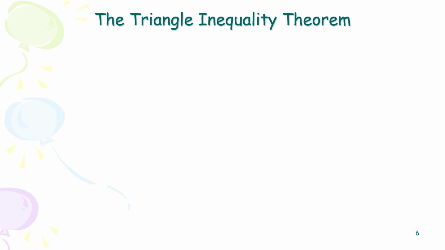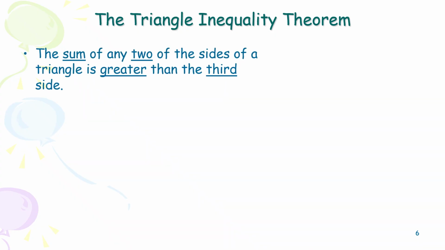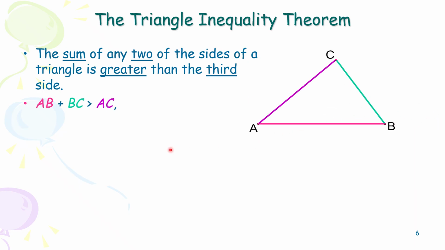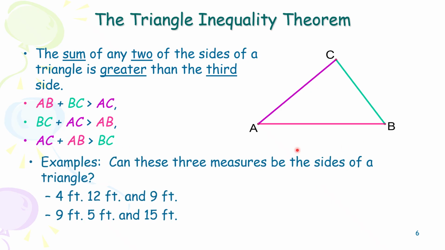So we have the triangle inequality theorem again. It says here, the sum of any two of the sides of a triangle is greater than the third side. So let's see. Now we have a triangle ABC here. We could say that AB plus BC is greater than AC. BC plus AC is greater than AB. AC plus AB is greater than BC.